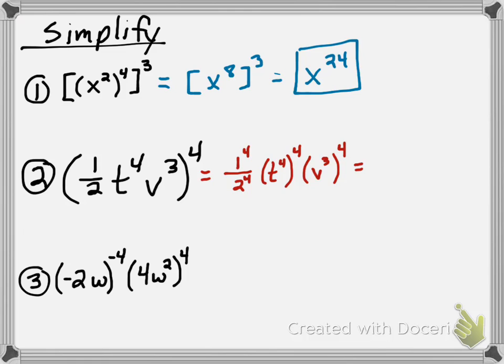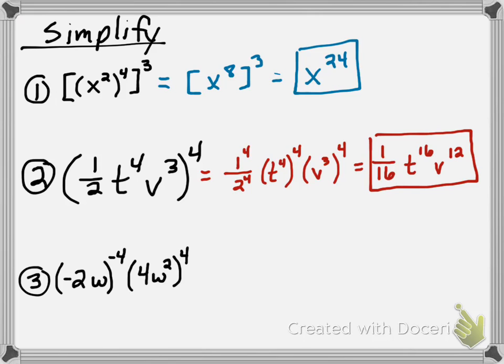1 to the 4th power is just 1. 2 to the 4th power is 16. Now t to the 4th raised to the 4th, 4 times 4 is 16, so that's t to the 16th power, and v to the third raised to the fourth, 3 times 4 is 12, so that's v to the 12th power. So that's my answer for number 2. Notice, these look more complicated, but they're the same exact rules. It's all about the process and following through with it.